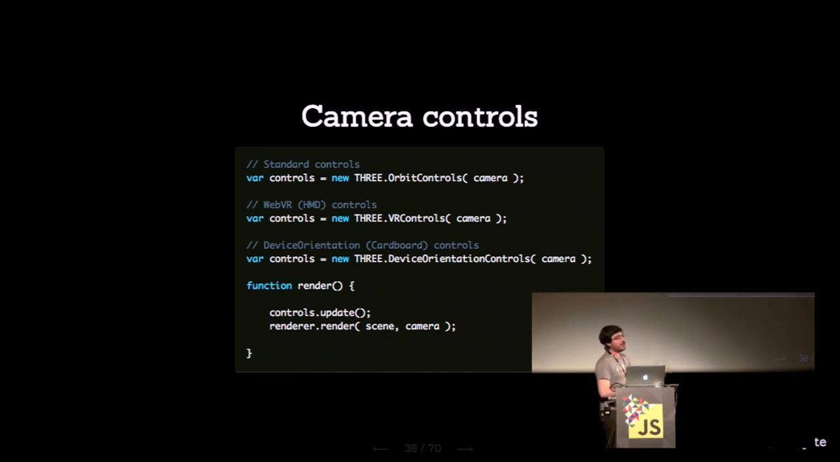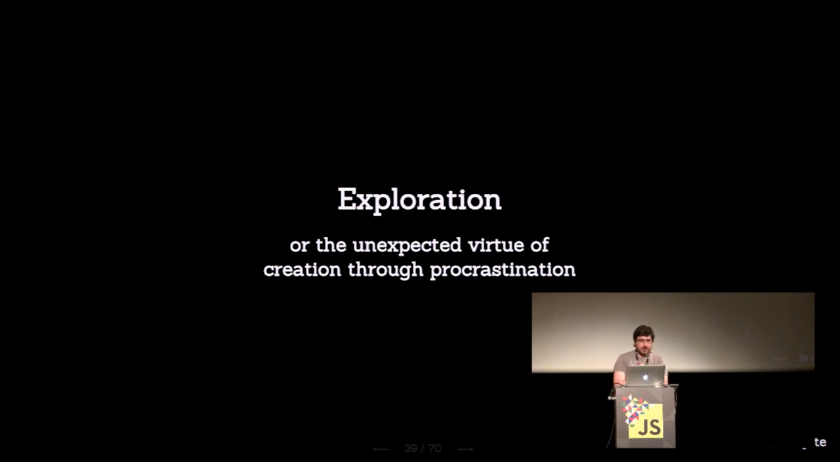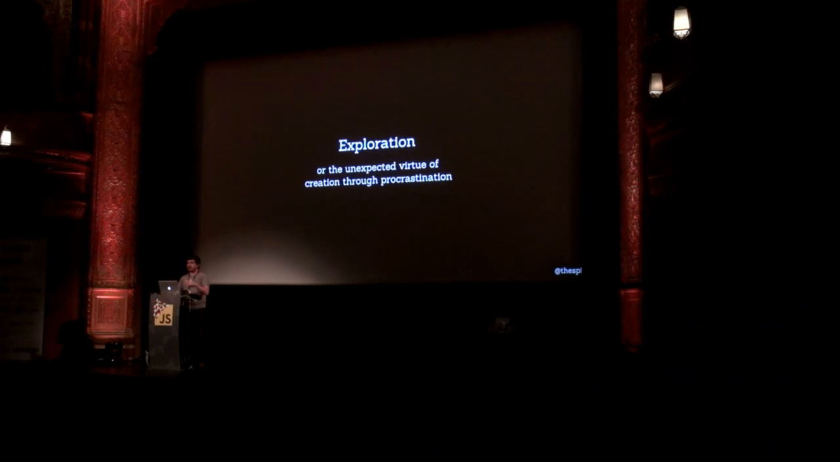There's the traditional orbit controls, in which you rotate around an object in your scene. Or there's the VR controls, which connect with a VR HMD. There's device orientation controls in case you're developing for Cardboard, so it uses the accelerometer on your phone. And basically, in your render loop, you just call controls update, and then the camera will be in the right orientation.